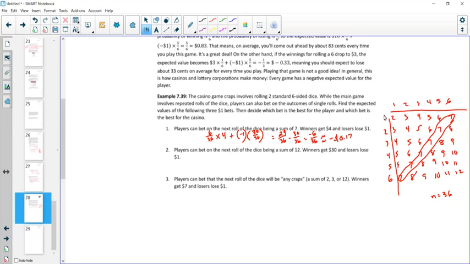Players can bet on the next roll of the dice being the sum of 12. Well, there's only one of those. Winners get $30, losers lose $1. So we have 30 times 1 over 36 plus -1 times 35 over 36, which is 30 over 36 minus 35 over 36, -5 over 36, which is roughly -14 cents. So a little bit better.